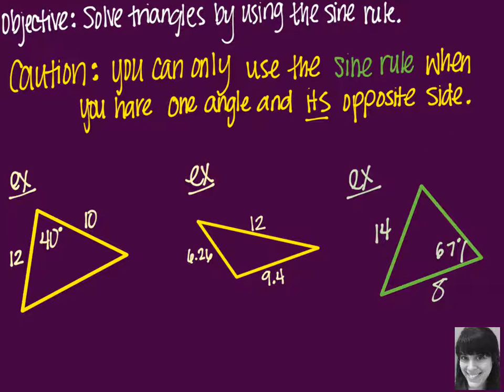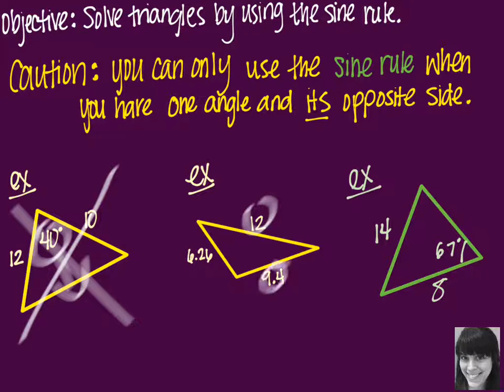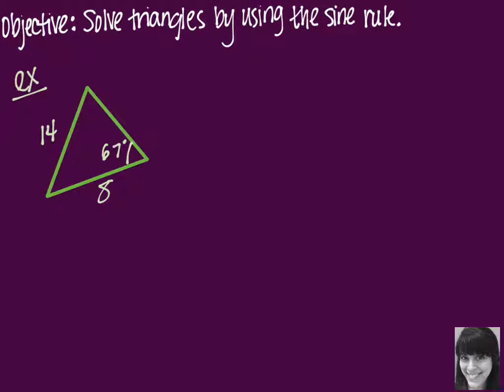Knowing when to use the sine rule is important because you have to have one angle and its opposite side. So for this first example, there is an angle, but we don't have its opposite side, so we can't use the sine rule. We have three sides on the second example, but we have no angle, so this doesn't work. In our last example, we have one angle and its opposite side, which means that we can find the other measures of the triangle. So let's do that.